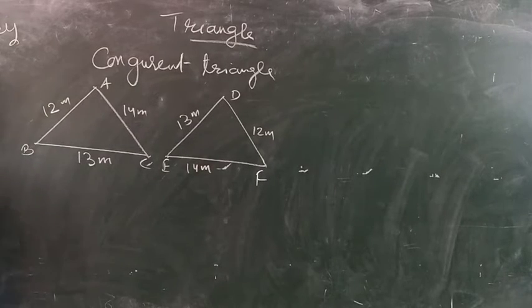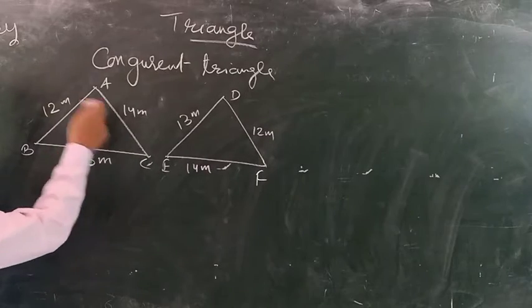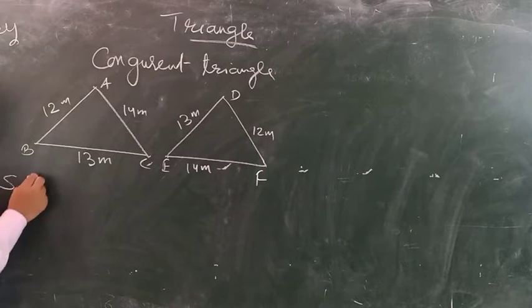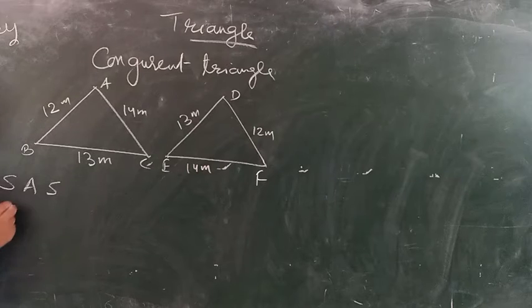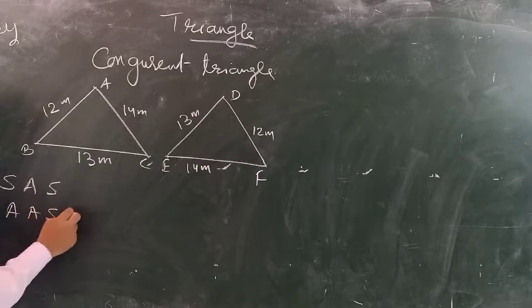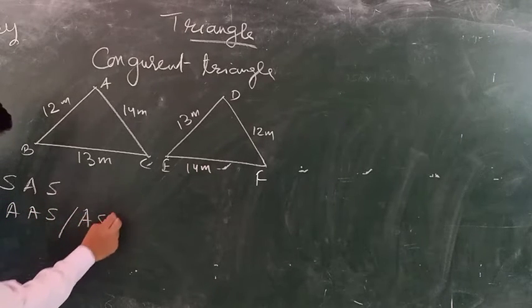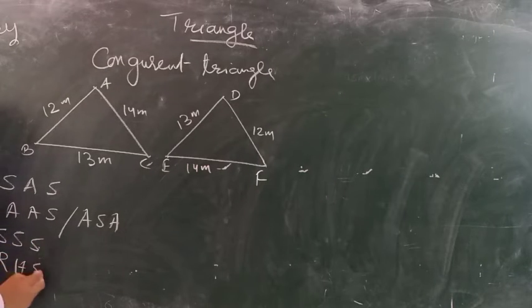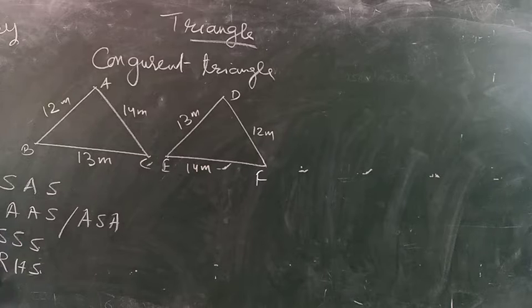So this type of congruency is known as side congruency. There are four types of congruency. First is side, angle, side, or you can write angle, side, angle. Third one is side, and fourth and the most important is RHS. Okay, right angle, hypotenuse, side.